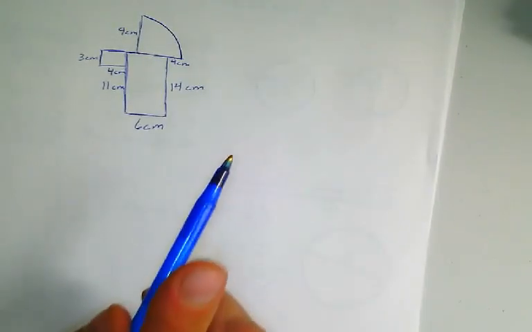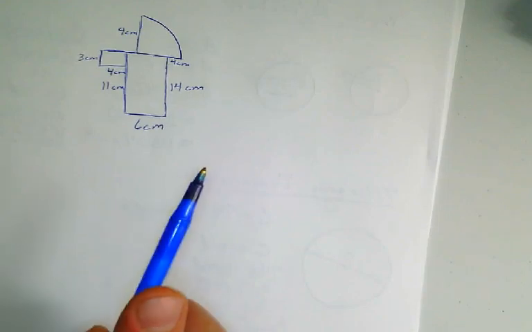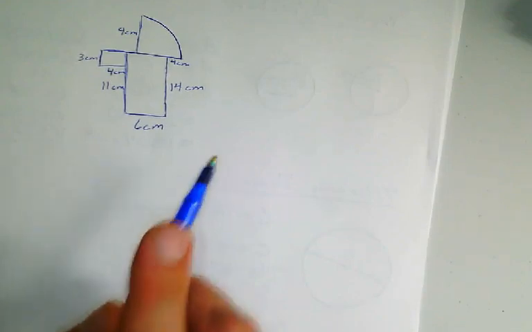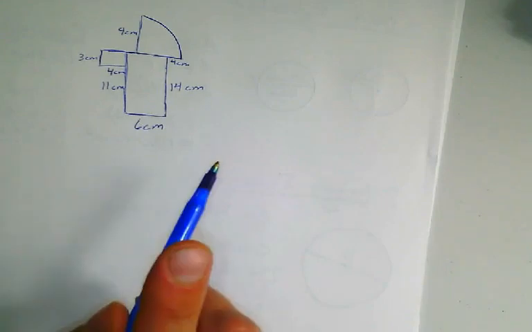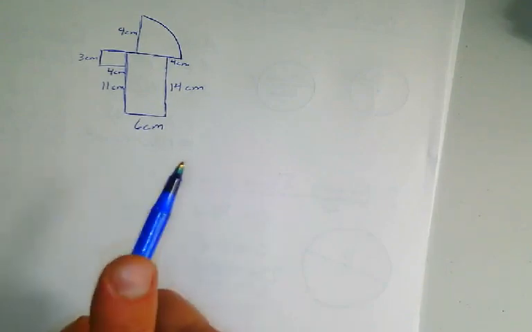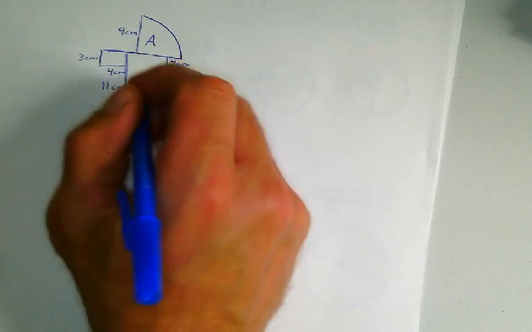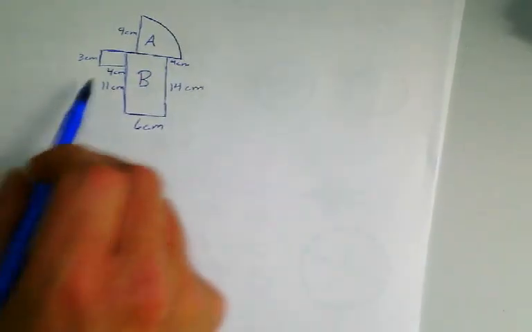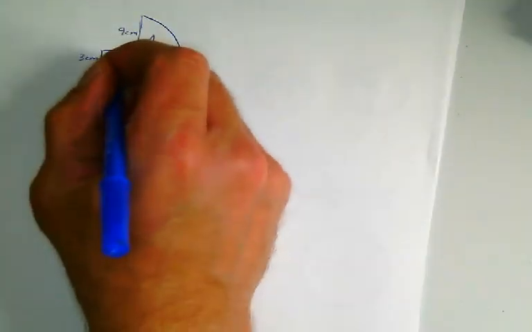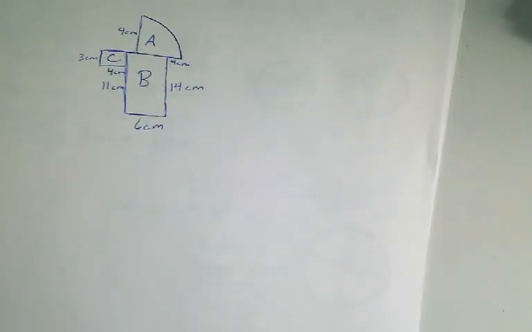The very first step is to break the figure into multiple shapes and label each shape. I have a quarter circle, which I'll call A. I have a rectangle, which I'll call B. I have a third, smaller rectangle, which I'll call C. So step one, label each region. Step two, find the area of each region.